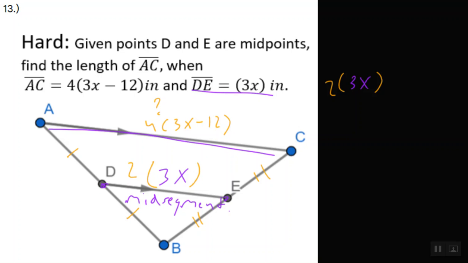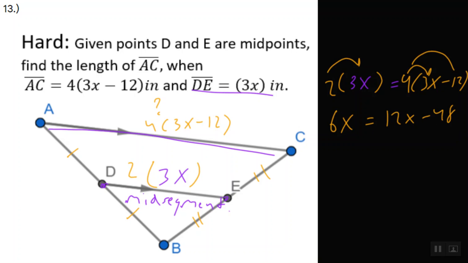2 times 3x will have to be equal to 4 parentheses 3x minus 12. Now I'm going to do a couple things because there's a tricky part in this math that I want y'all to be very aware of. 2 times 3x is of course 6x, and 4 times 3x is 12x, and 4 times negative 12 is negative 48. Normally, I would always encourage y'all to move the smaller x. However, the smaller x is by itself, the larger x and the constant are on the same side.